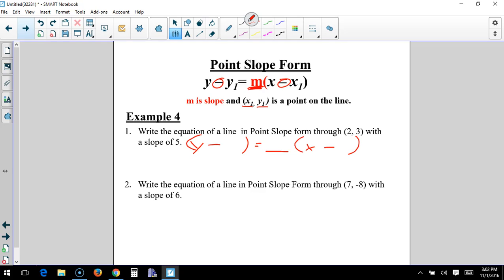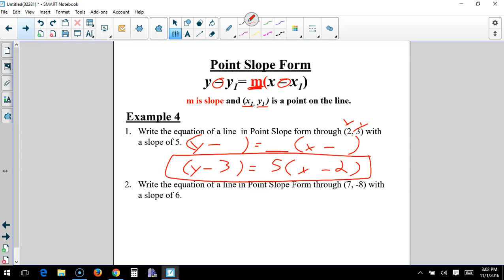So I'm going to fill it in. Y minus equals my m is 5. X minus something. And now I'm going to drop my x and y in. Here's my x, so that goes here. Here's my y, that goes here. And I am finished. Y minus 3 equals 5, x minus 2.